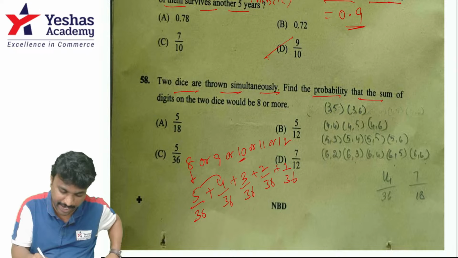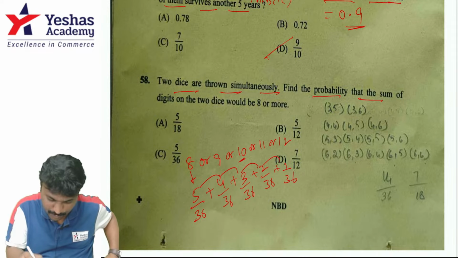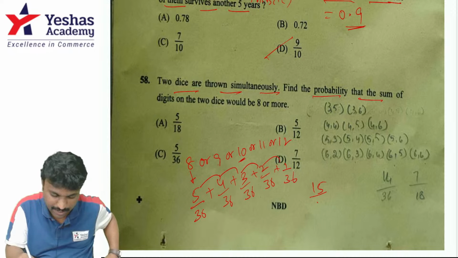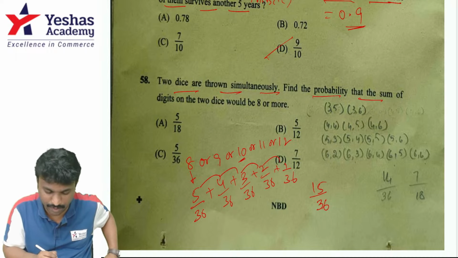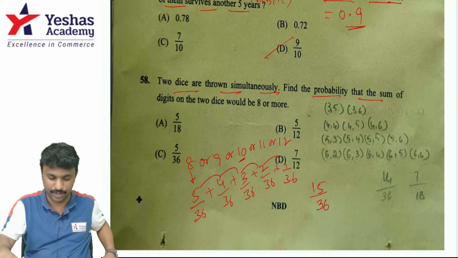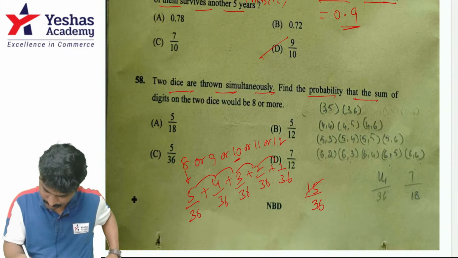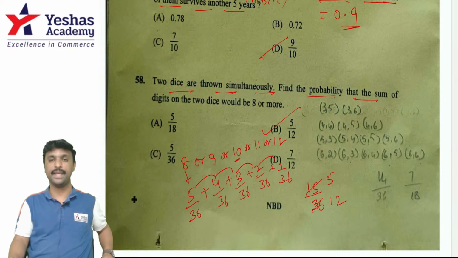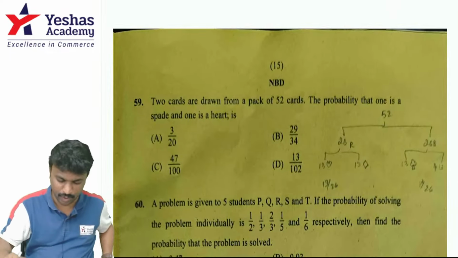So 5 plus 4, 9, 9 plus 3, 12, 12 plus 2, 14, 14 plus 1 is 15 by 36. Sum of the digits is 8 or more, so it is 15 by 36. That is, 3 fives are 15, 3 twelves are 36, so it is 5 by 12. Option D is the right answer. Have you all understood? It's 5 by 12. Moving on to the next question.